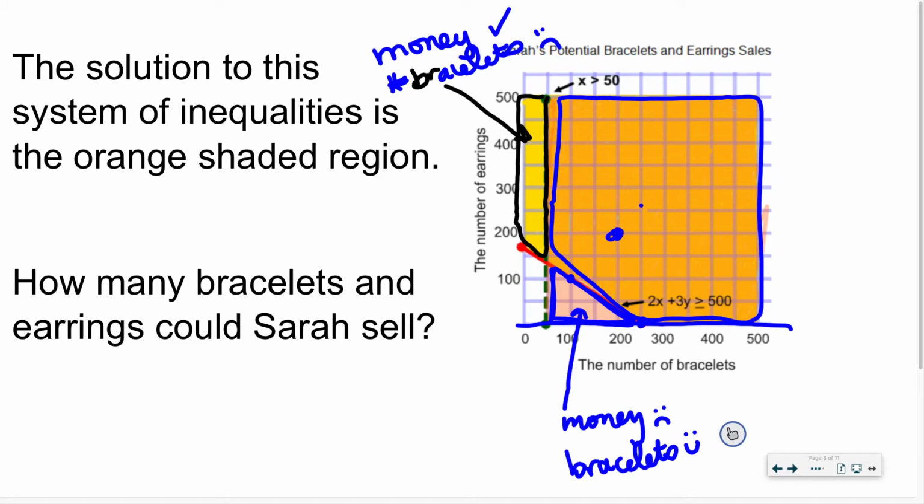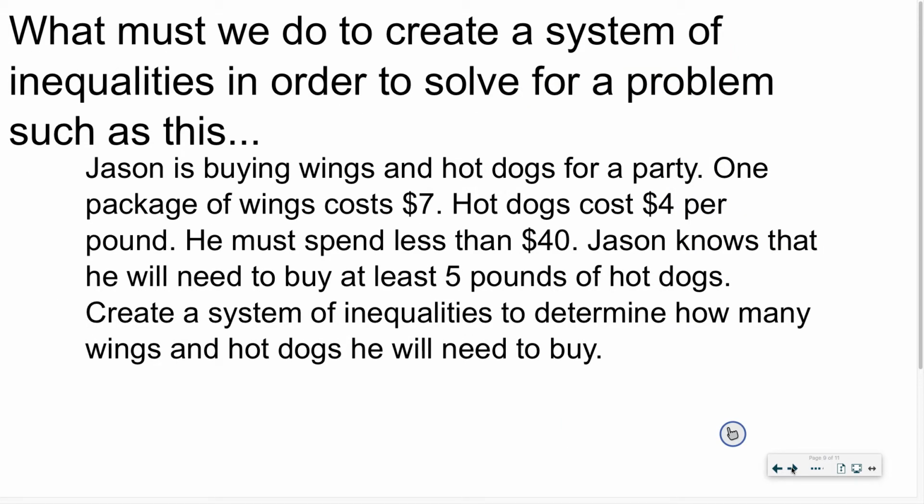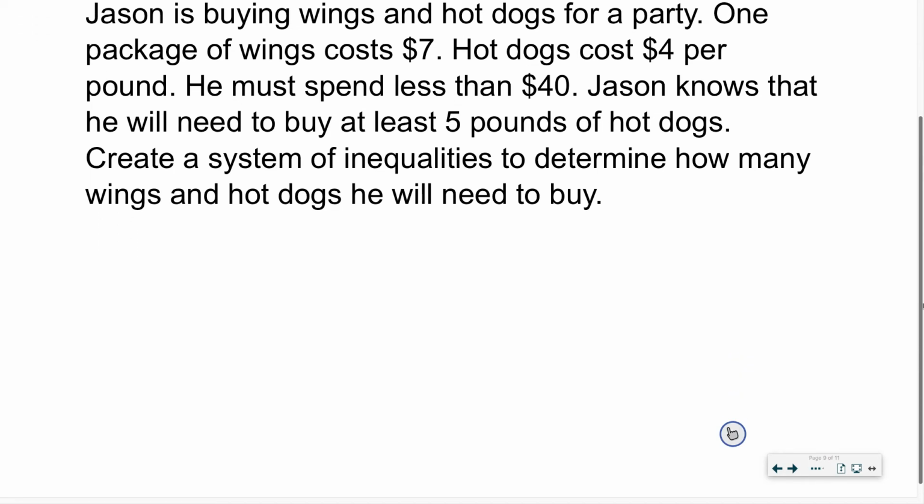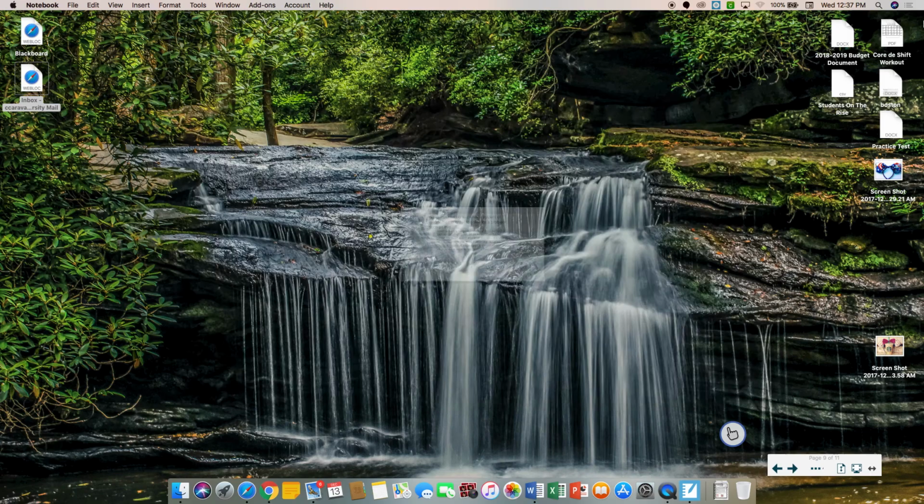So let's try one. Let's try this. Create a system of inequalities. Create just the two inequalities. We'll graph it together. And we'll graph it relatively quickly. I'm actually going to pause.